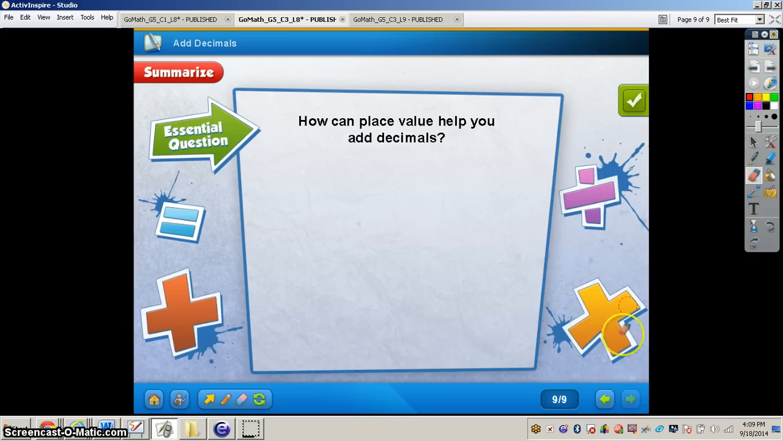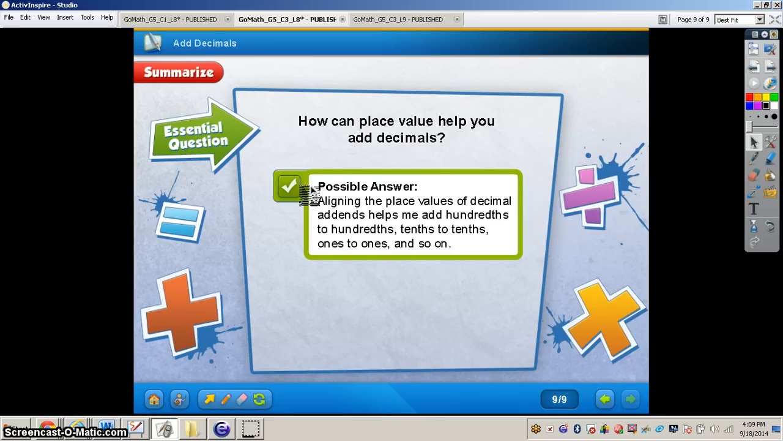And moving to the essential question, how can place value help you add decimals? Aligning the place values of decimal addends helps me add hundredths to hundredths, tenths to tenths, ones to ones, and so on. So this concludes the video on adding decimals.